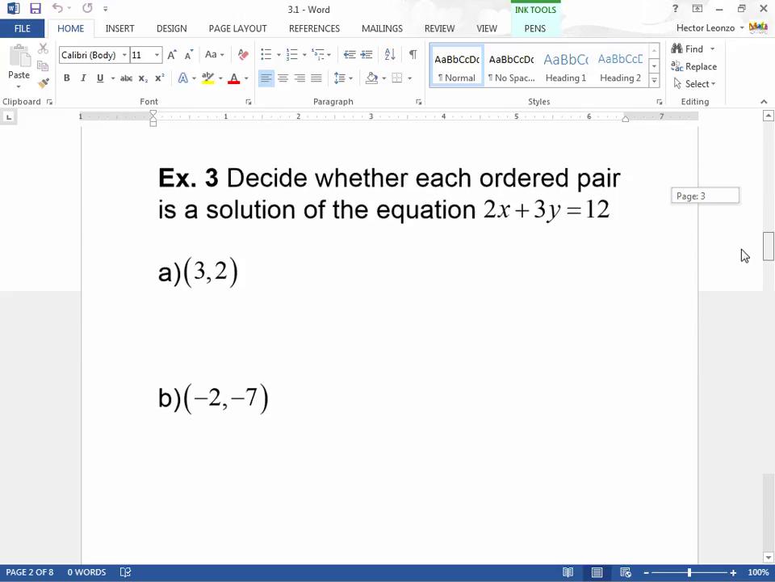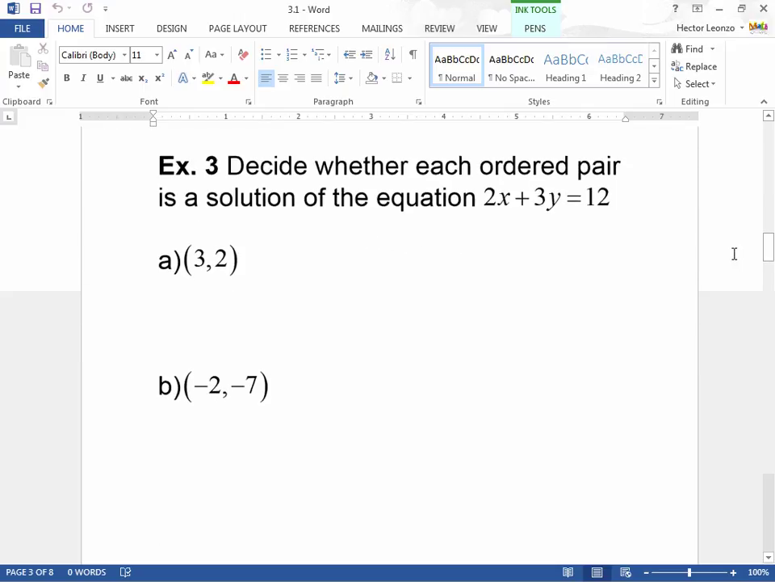But now let's take a look at other examples. Decide whether each ordered pair is a solution of the equation. So we're going to use the equation 2x plus 3y. Notice how I have two variables, x and y. So I'm going to give you two values. The first number is the x value and the second number is the y value. All I want to know is, if I plug these values in there, would it give me a true statement?